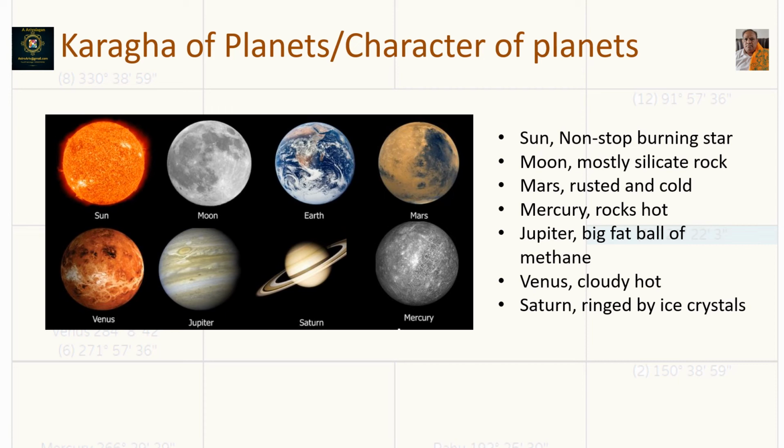And the Moon is mostly silicate rock, and the Earth we know what it is. Mars is rusted and cold. Mercury is also rock, but it is hot. Jupiter is a big ball of methane, which is another feature of Jupiter. Venus is cloudy and hot, surrounded by clouds. Saturn has rings and ice crystals. This is the way the planets physically look.